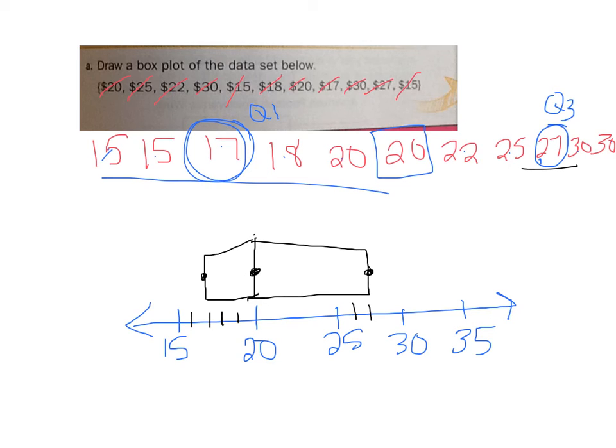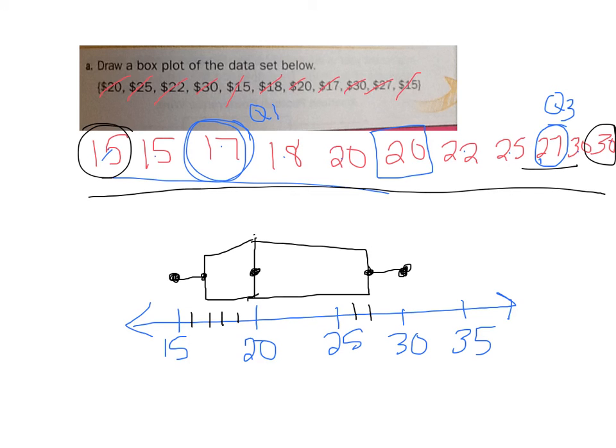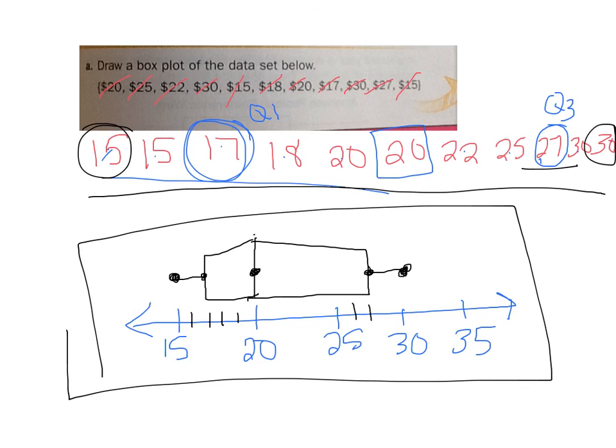Remember, the little whiskers, as they call them, come at your low end values. So my line is going to come to my 15, and my other line is going to go to the 30. Any outliers then would also be graphed, but if I look at my data, I notice that I don't have any outliers. So this is what my box and whisker plot would look like.